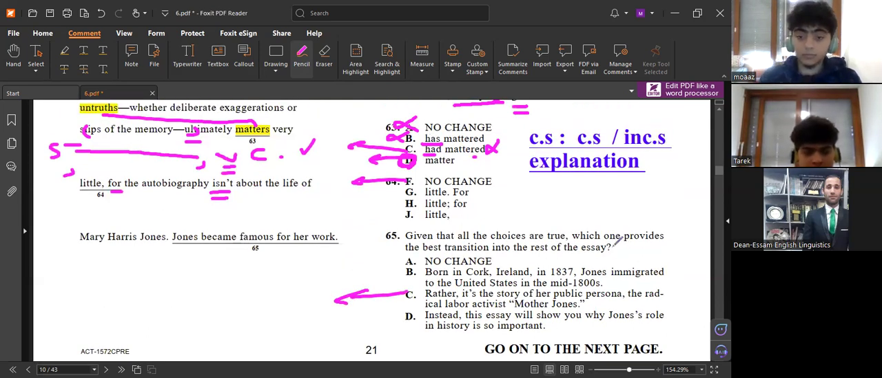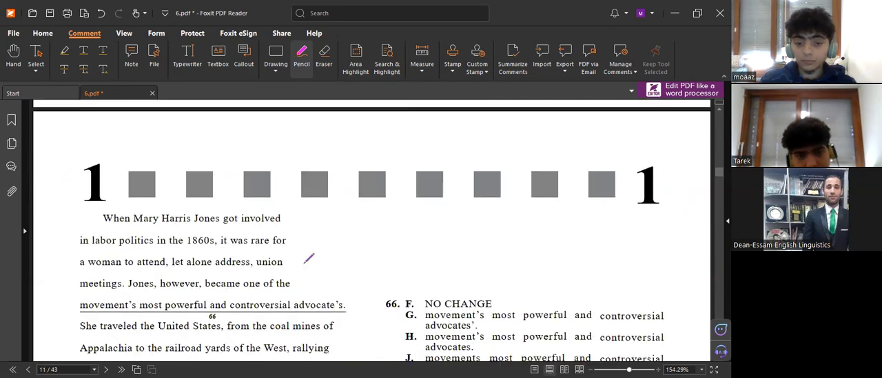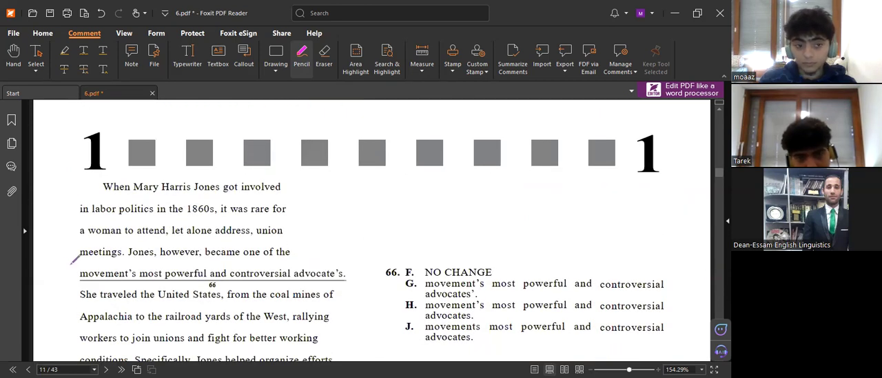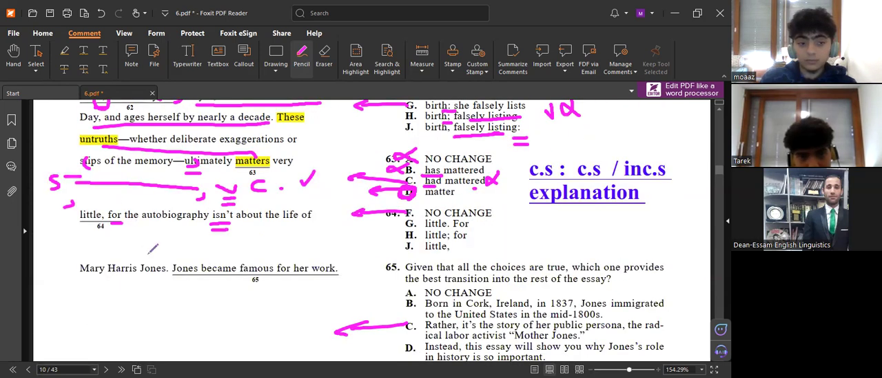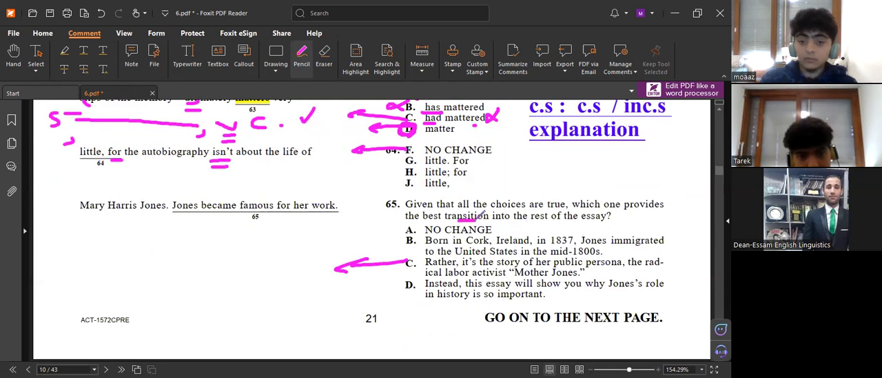Why? Because he said here, remember, because you always read the preface only. It provides the best transition into the rest of the essay. So read the following. You have read the preface, or you have read only the sentence. He said the question, transition. So he said rather, it is the story of her public persona, radical labor activist, Mother Jones.